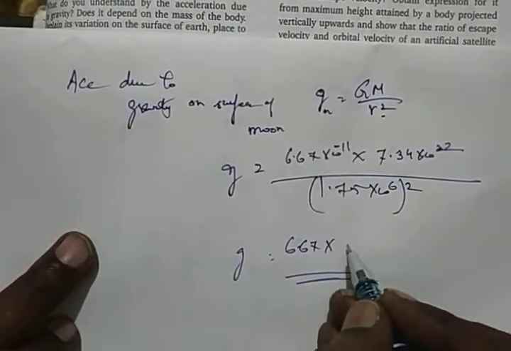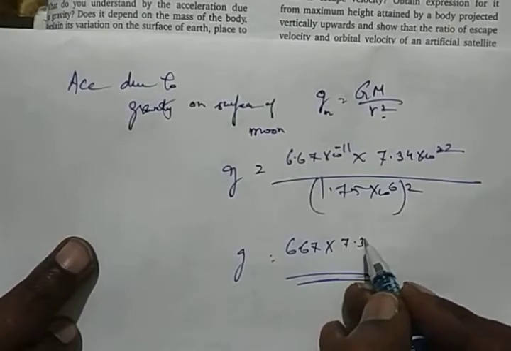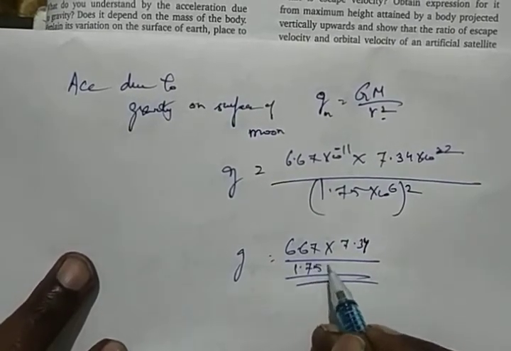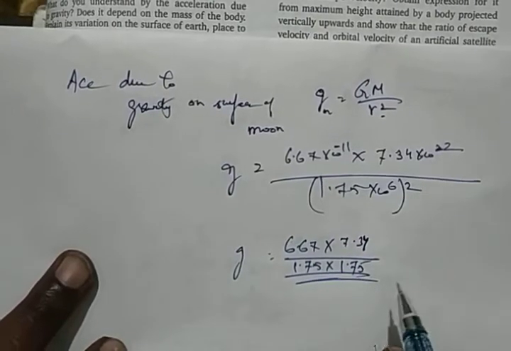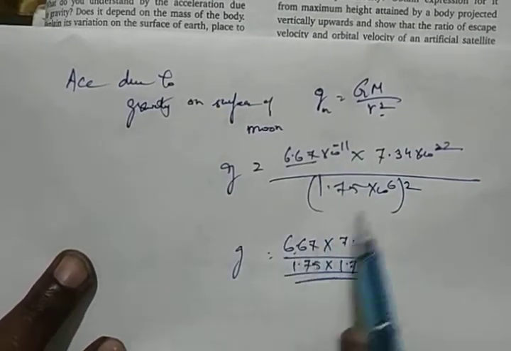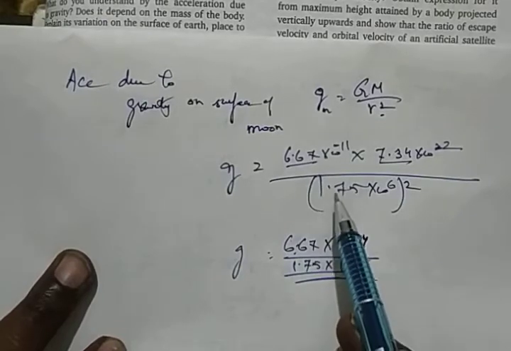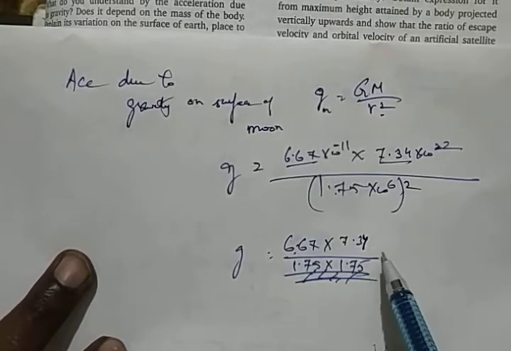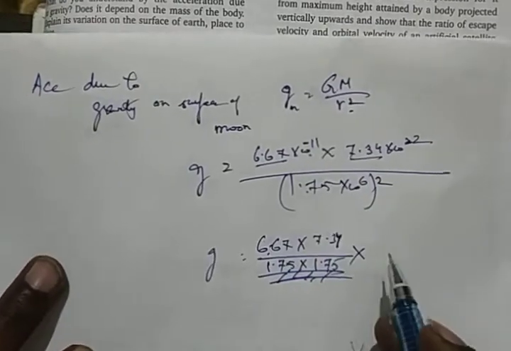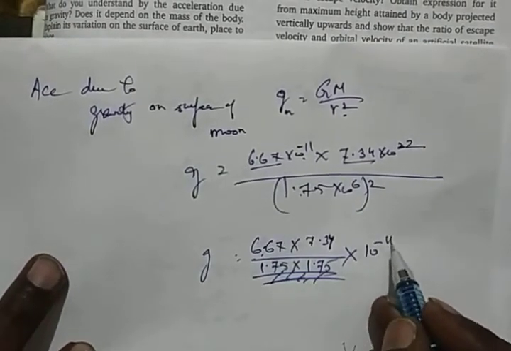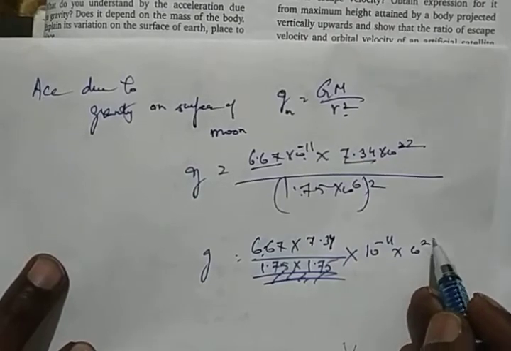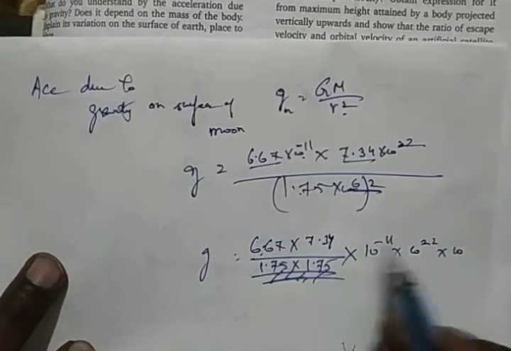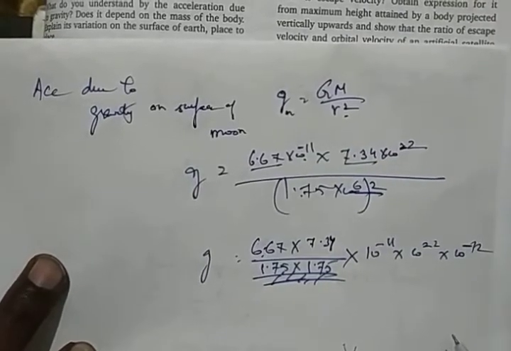6.67 into 7.34 upon 1.75 into 1.75. What did I do? I have taken 1.75 into 1.75, whole square. Okay. Into all the powers: 10 to the power of minus 11, 10 to the power of 22. The whole thing goes up to minus 12.